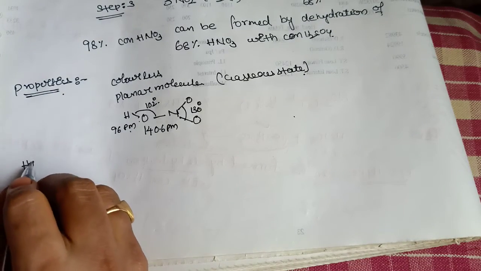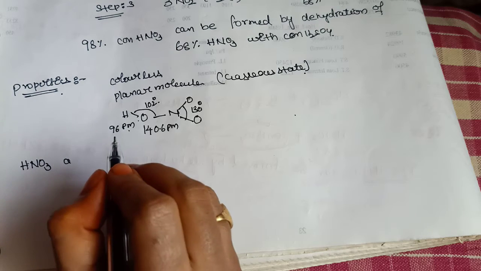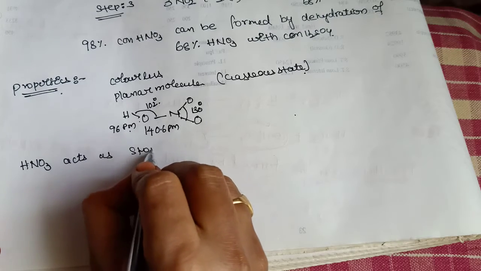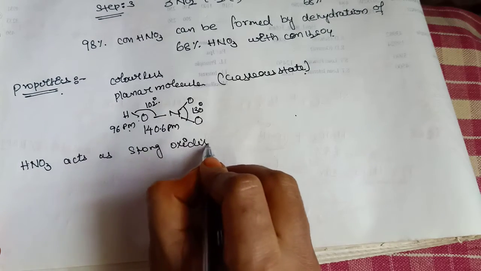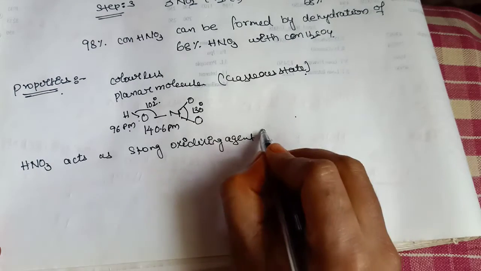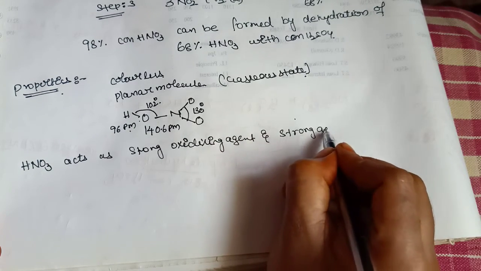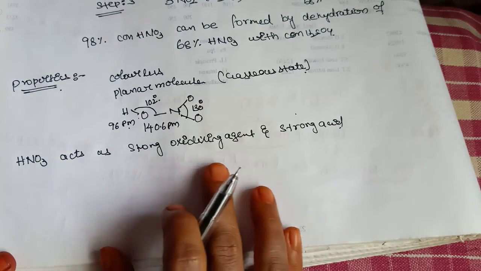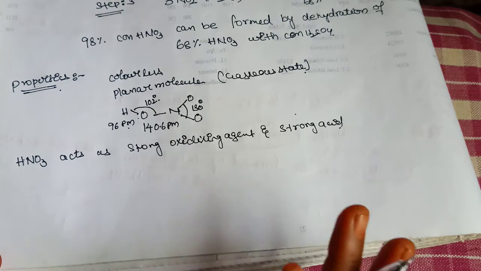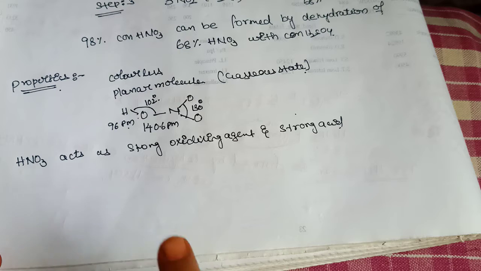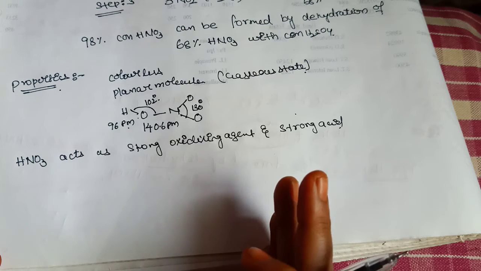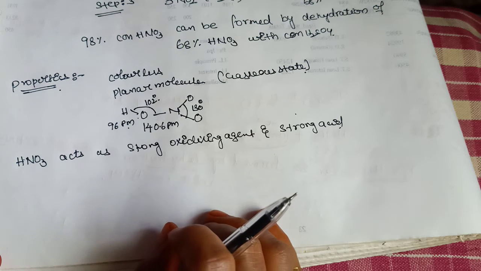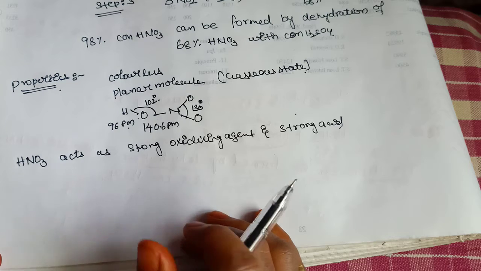HNO3 acts as a strong oxidizing agent and also as a strong inorganic acid. All metal atoms can be oxidized by HNO3 except gold and platinum. Platinum and gold cannot react and are not dissolved in concentrated HNO3. That's why these two metals are called inert metals or noble metals.